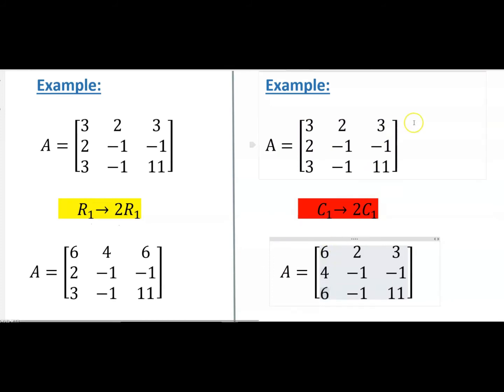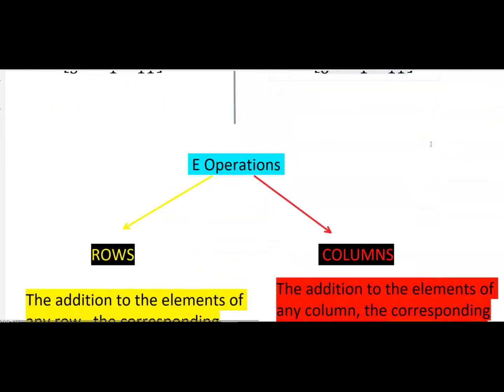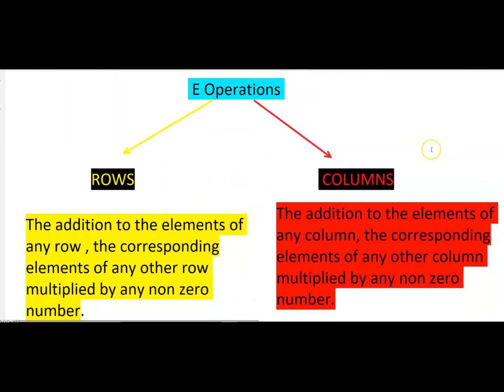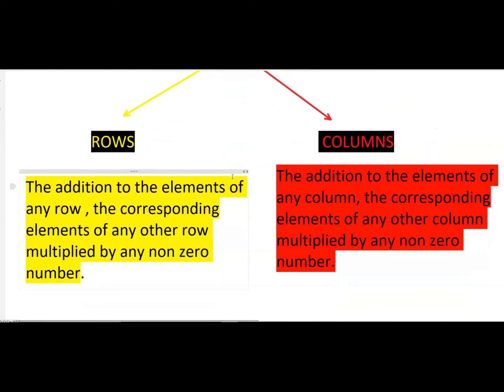All right, I hope you got the second operation. Now the third one, right? The third is, again, we will apply the operation on rows as well as on columns. The addition to the elements of any row, the corresponding elements of any other row multiplied by any non-zero number. Like if we are taking one row, it will add and subtract to the other row, and that row can be multiplied by any non-zero number, right?